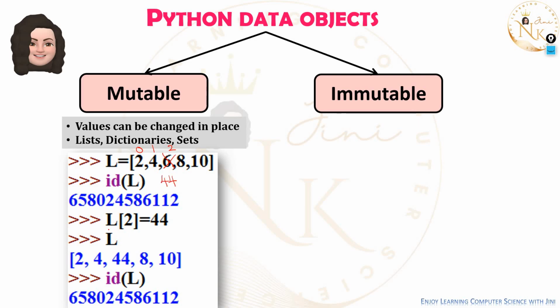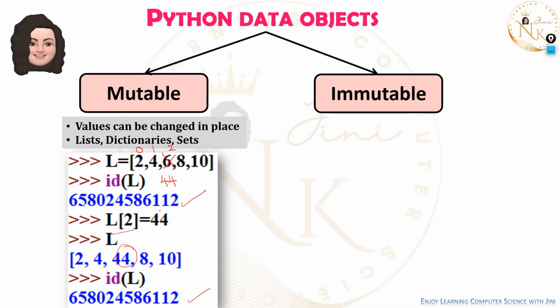Okay. So for that I am writing, what is the index of 6? It is 2. So L[2] = 44. When this statement is executed, I am trying to print L, what happens? Now the 6 has changed into 44. Now let's check the memory address. It is the same. This memory address and this memory address both are the same. So the values are changed in the same memory location itself. This is mutable. So list is mutable, dictionaries are mutable, sets are also mutable.